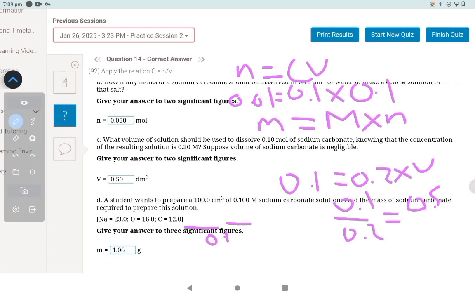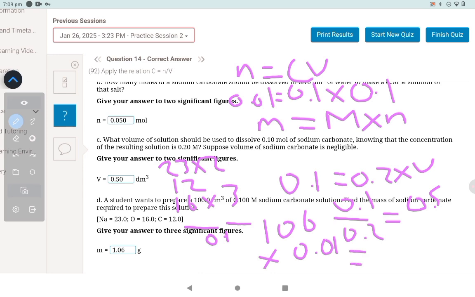So Na is 23 times 2, plus 12, and then 16 times 3. When you do it on the calculator, 23 times 2 plus 12 plus 16 times 3, we get 106. So we can do 106 multiplied by 0.01, which is the moles. We get 1.06. That's it.